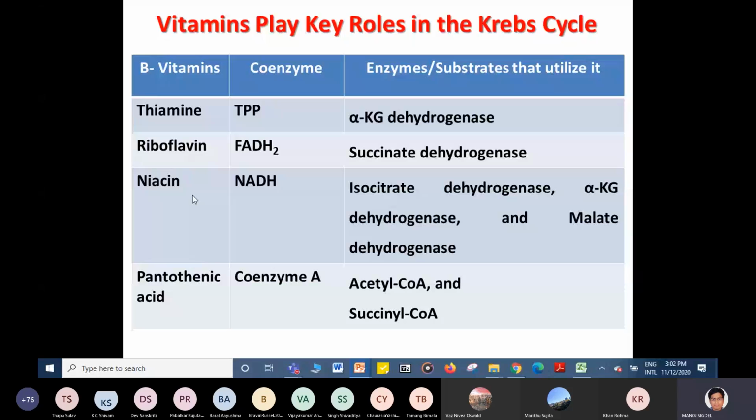Alpha-ketoglutarate dehydrogenase uses thiamine pyrophosphate, and this thiamine pyrophosphate is derived from thiamine, that is vitamin B1. Succinate dehydrogenase uses FADH2 from riboflavin, vitamin B2, and NADH from niacin, vitamin B3. This NADH is used not only by these, there are others also. I have listed only a few here because alpha-ketoglutarate dehydrogenase and the pyruvate dehydrogenase complex both use thiamine pyrophosphate, FADH2, NADH and coenzyme A. All the coenzymes are used by those enzymes, but here also I have listed the names.